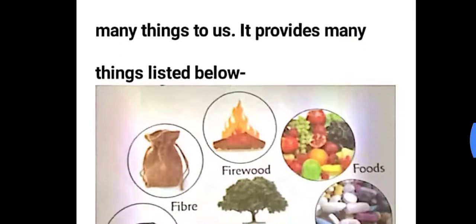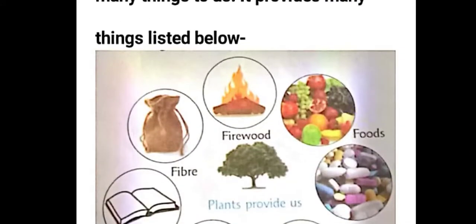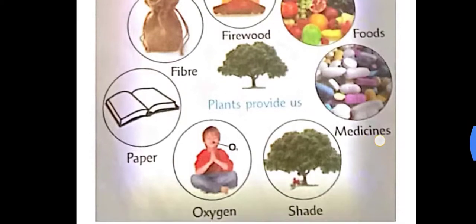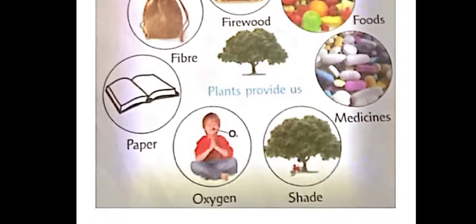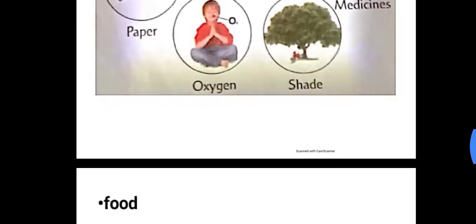As you know, plants are very useful to us. They provide many things to us. They provide many things that are listed below: firewood, food, medicines, shade, oxygen, paper and fiber.